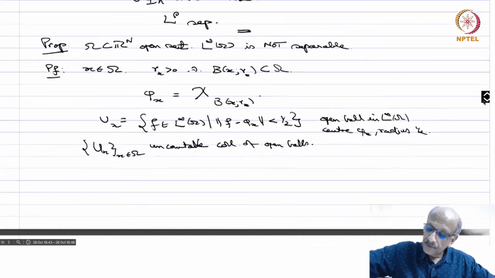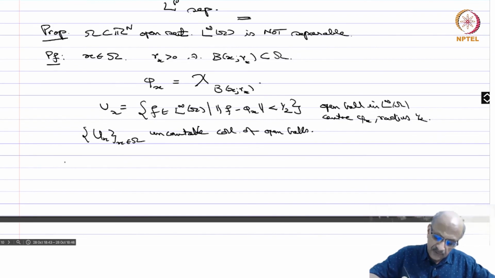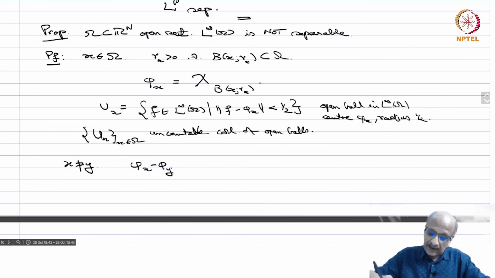Now what if x is not equal to y? Then you look at phi_x minus phi_y. What are the possible values it can take? It can take the value 0, of course, if the point where you are evaluating it lies outside both these balls, B(x, R_x) and B(y, R_y), or it can take 1 or minus 1 because it is in one ball and not in another. If it is in the intersection of the two balls, then it will be 0. So it will be 0, 1 or minus 1. Therefore the infinity norm of phi_x minus phi_y is always 1.